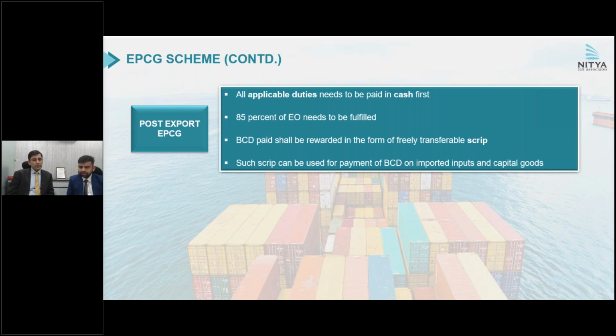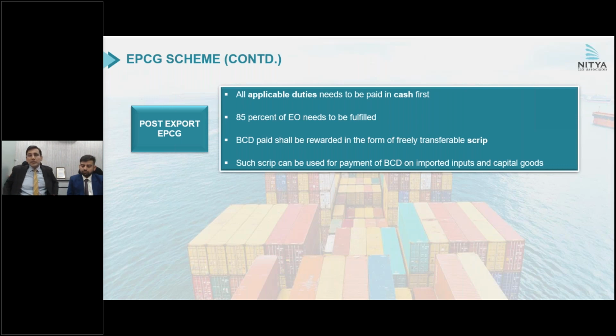I've explained that the scrips can be used for this payment at the time of import of goods. This is indeed a very important aspect of the EPCG scheme, which the government introduced a few years back. Many exporters do not opt for the EPCG scheme because they do not have certainty of exports as to whether they will be able to fulfill the export obligation or not. To them, I say they can surely go for post-export EPCG.